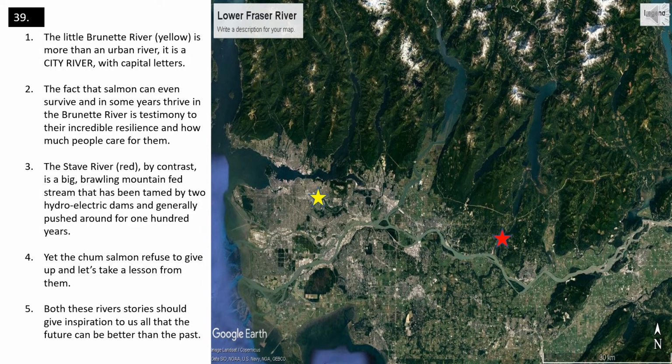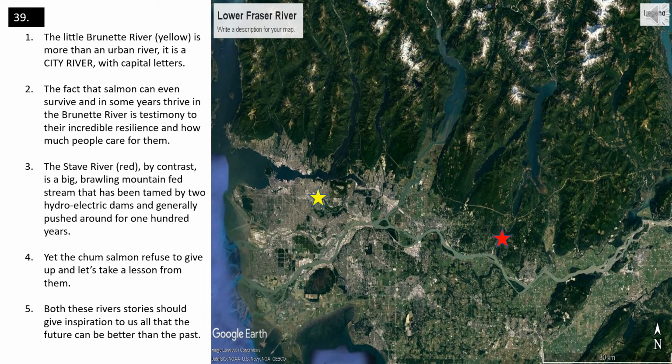The Stave River, shown by the red star, by contrast, is a big, brawling, mountain-fed stream, but it's been tamed by two large hydroelectric dams and has been generally pushed around by us for about 100 years. It's an industrial river, effectively. And yet, in both these examples, the chum salmon just refuse to give up. In fact, they are quite inspiring.